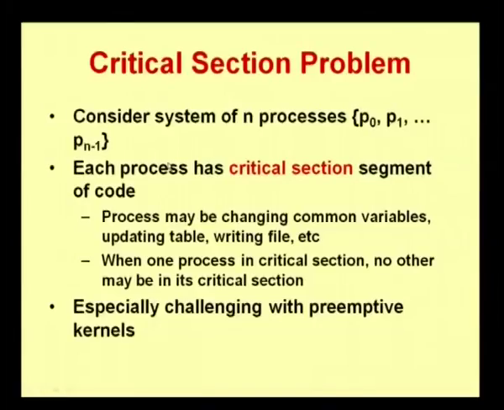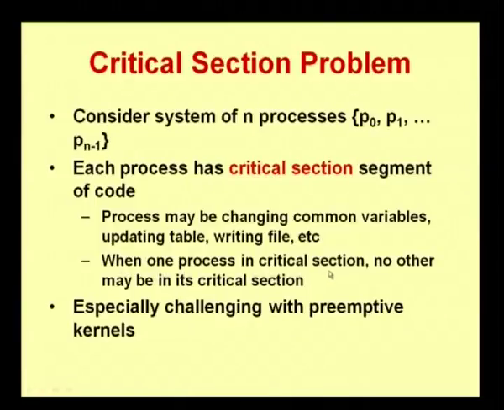So there are three different sections: the entry section, the exit section, and the remainder section after it gets exited out. Then we will consider a real-time example with a process and see how it works on a critical section. Here, consider a system of n processes, where P0 is one process, P1 is the other process, and so on up to Pn minus 1. Each process has a critical section of code. A process may be changing common variables, updating a table, writing files, etc.